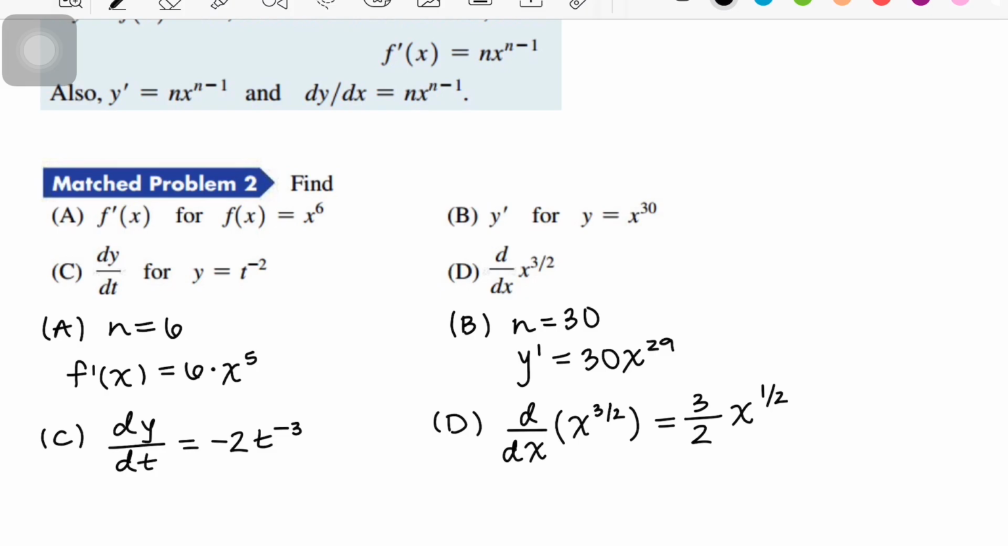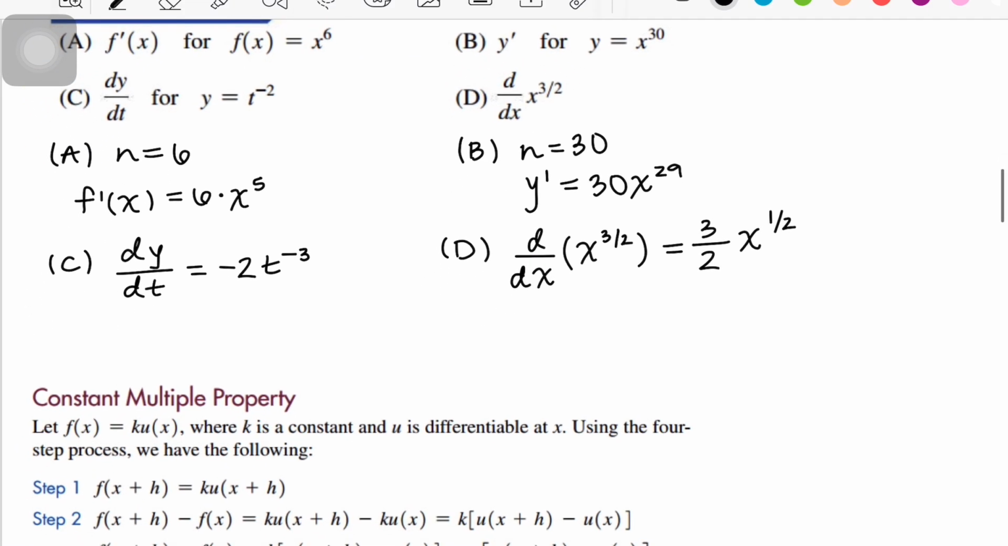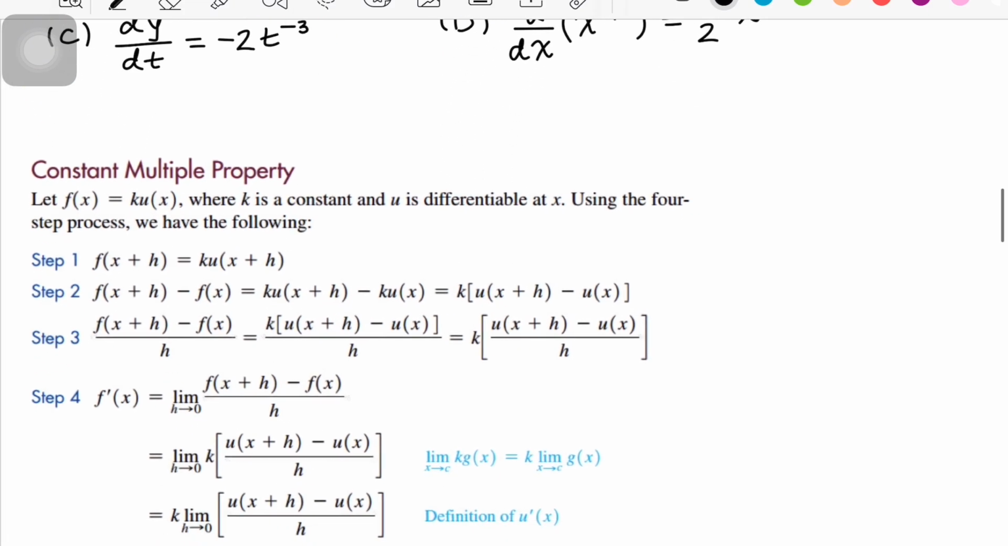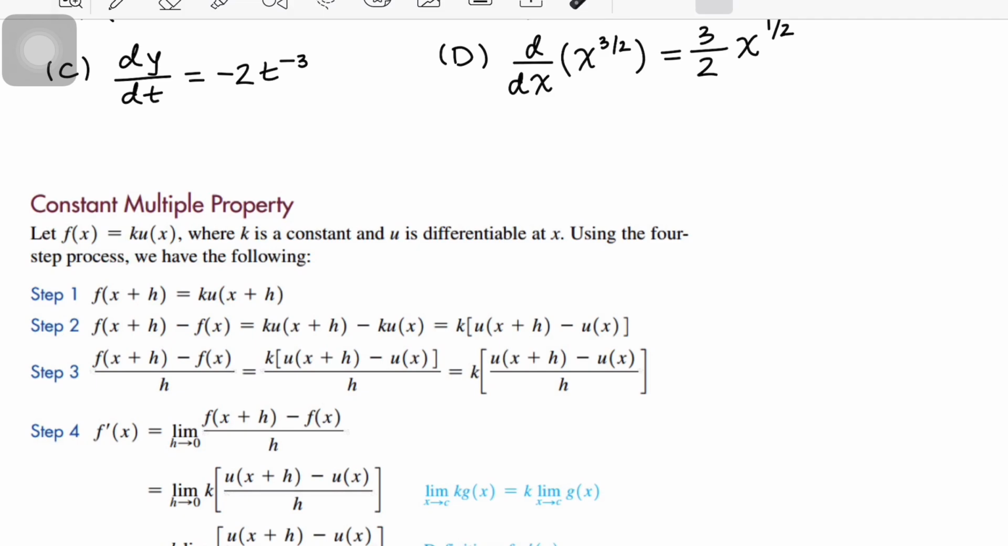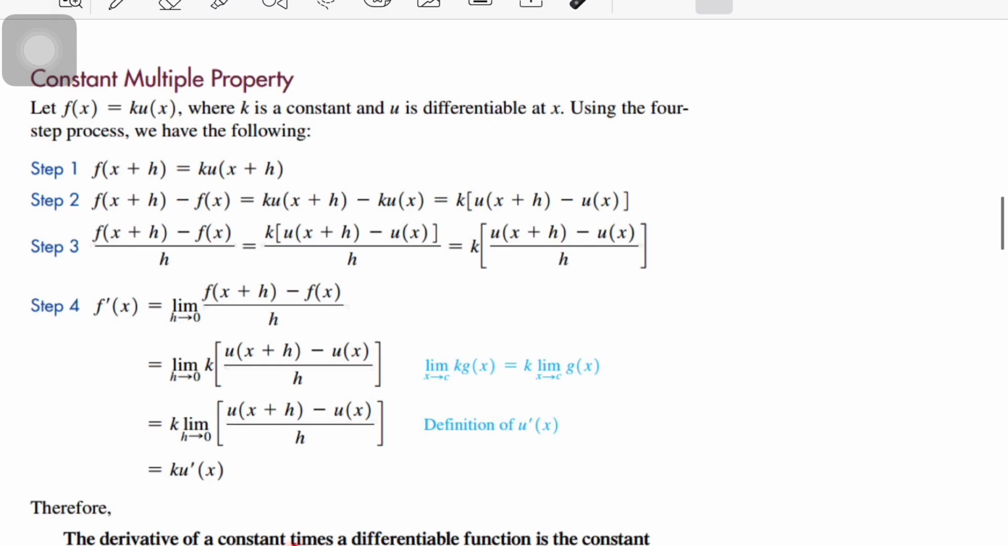All right, so the next property we're going to look at is the constant multiple property. And this here is the 4-step process of how we essentially get this property. But if we have a function of x, which is equal to some constant times a function of x, and that function of x is going to be differentiable at that value x, we can show using our 4-step process for finding the derivative that the derivative of our constant times a differentiable function is going to be the constant times the derivative of our function.